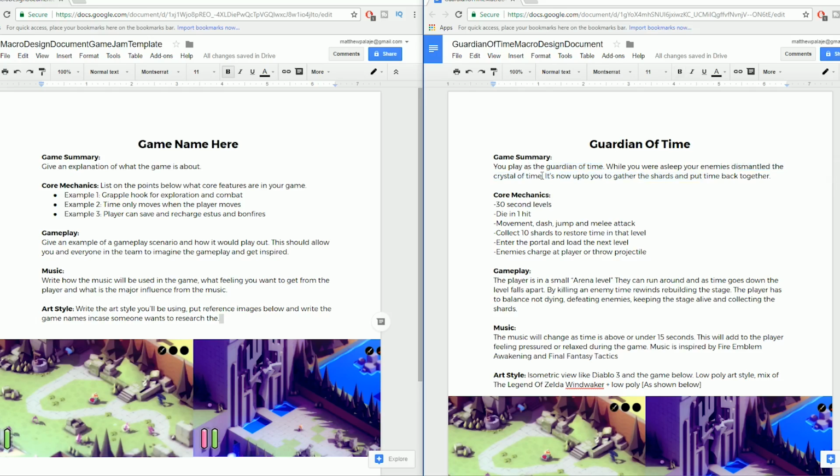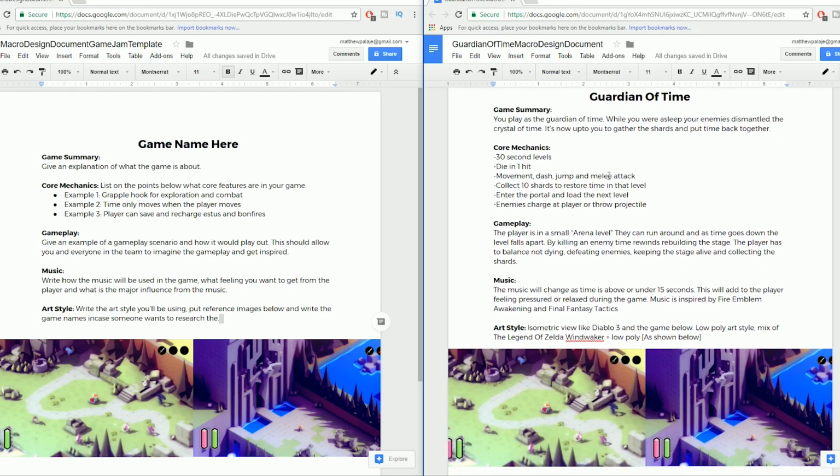The Crystal of Time is one of the things that is important in the game and the world. It's up to you to gather the shards and put time back together, so the shards will be some form of collectible in the game. And now you can think that there's actually a bit of story in this world. This little sentence gives the world a bit of life, and it really helps in the development of the art assets, music, and all that.